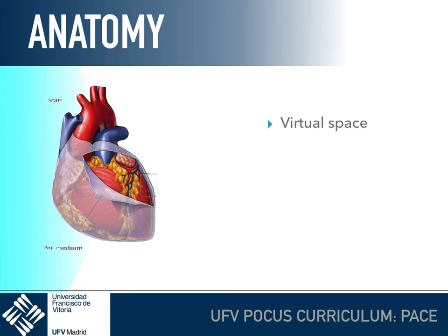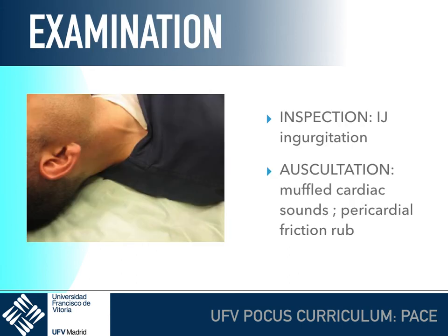The last thing we are evaluating today is the pericardial effusion. As well, it's a virtual space, which is supposed to have no or really small amount of fluid. So we need to base our classical exam on inspection with the internal jugular enlargement, on auscultation with muffled cardiac sounds, and the typical pericardial friction rub, which is not as common as we thought.